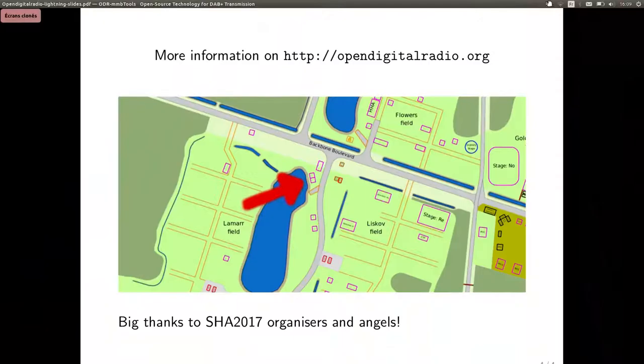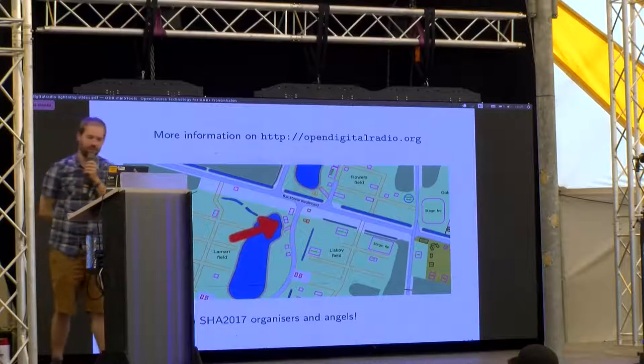So to conclude, we have a village. I hope you can see the arrow. So we're in the northwest of the Lamar field. It's just over there, near the large tower. We're sharing our tent with the Zigbee, the Z-Wave crowd.